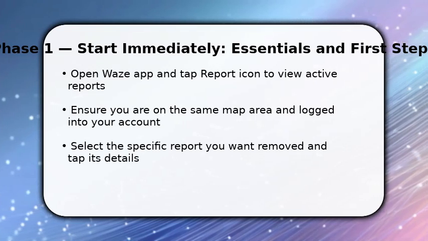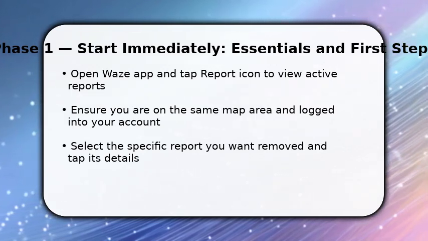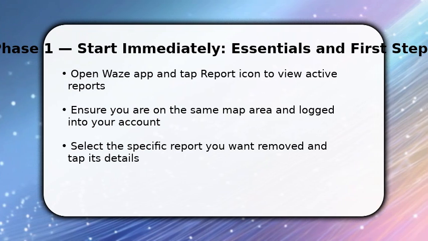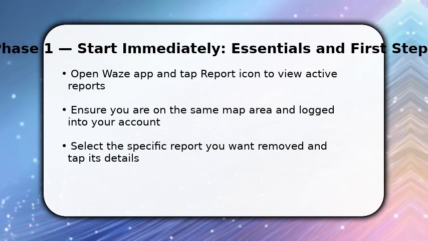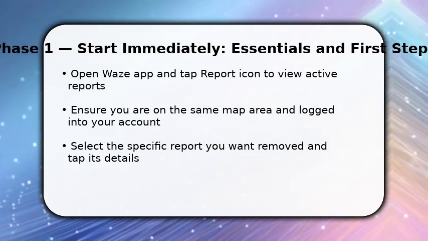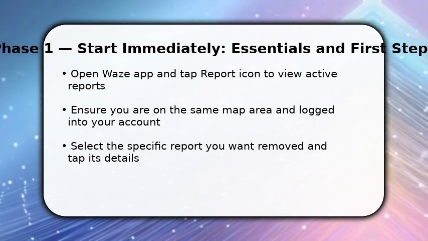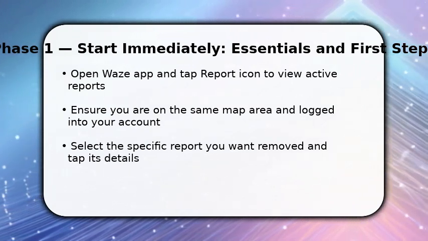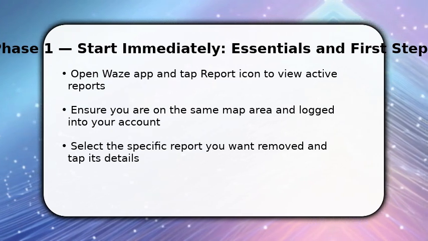Enjoy the video. You begin by opening Waze and locating the report immediately. This saves time. Once you tap the report icon, make sure you are signed in and on the right map area. Next, find and open the specific report entry so you can act on it directly. You need access to its details to proceed.